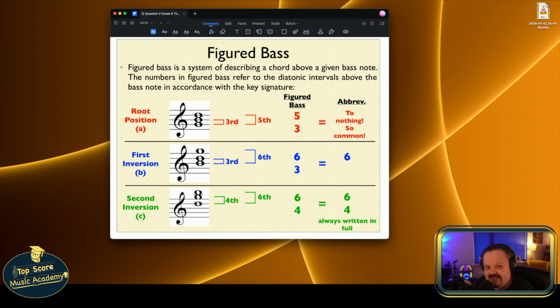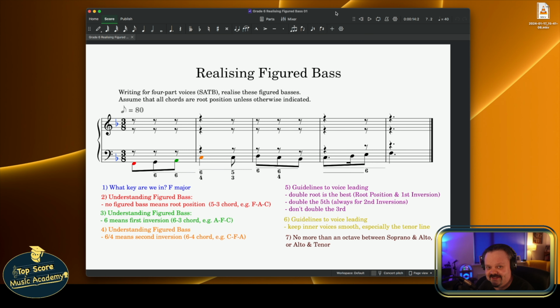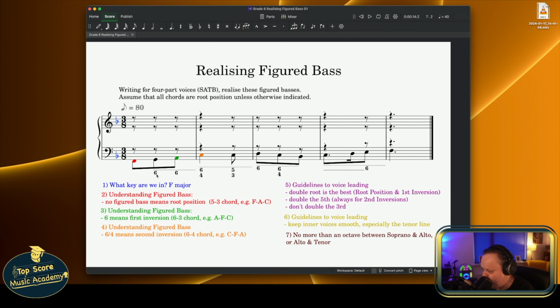So let's have a look then at the question for grade 6 to see how we can put some of this information into practice as well. Okay, so here's an example you may get for grade 6 theory. This is actually the very first exercise for question 2 out of the grade 6 ABRSM book.